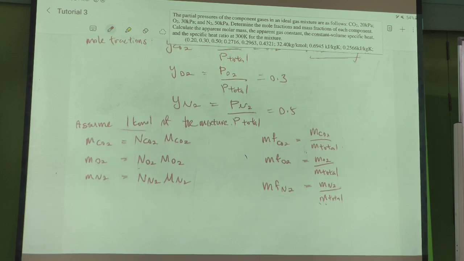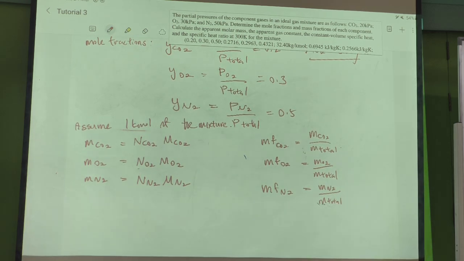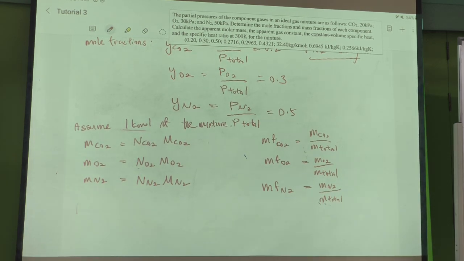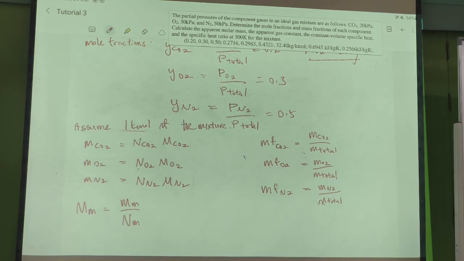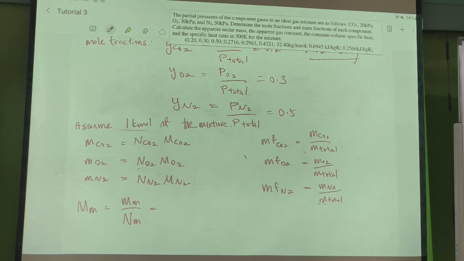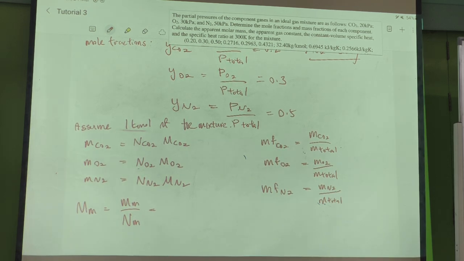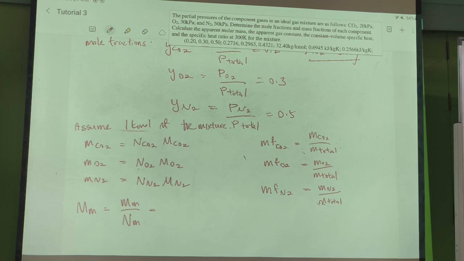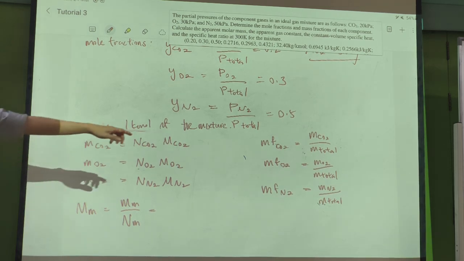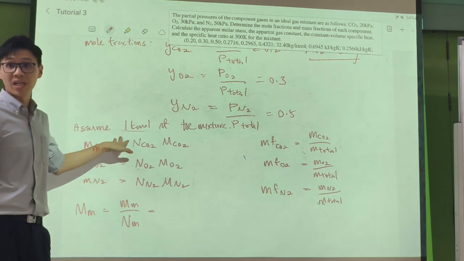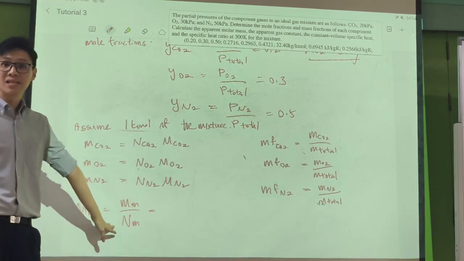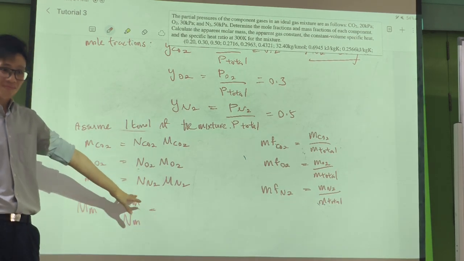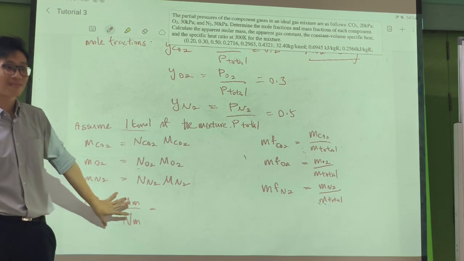So once you have gotten this, the rest are actually very straightforward. Apparent molar mass, M, is just mass of the mixture over the mole of the mixture, right? In this case, the mole of the mixture is just 1 kilomole, because you found this mass total based on 1 kilomole of mixture. So actually the mass total that you find here is the molar mass.